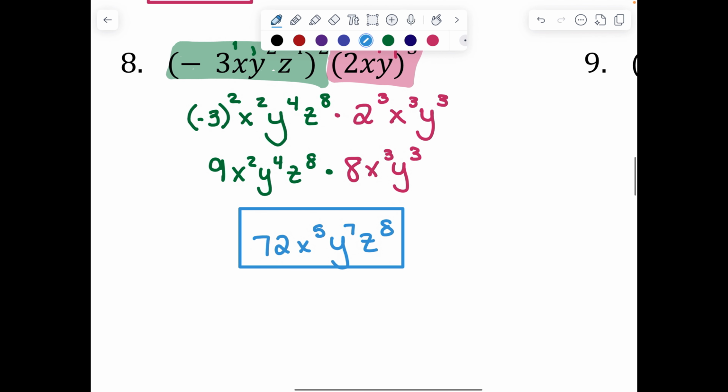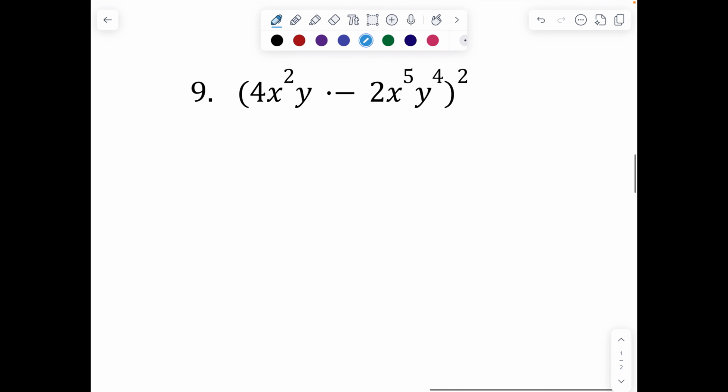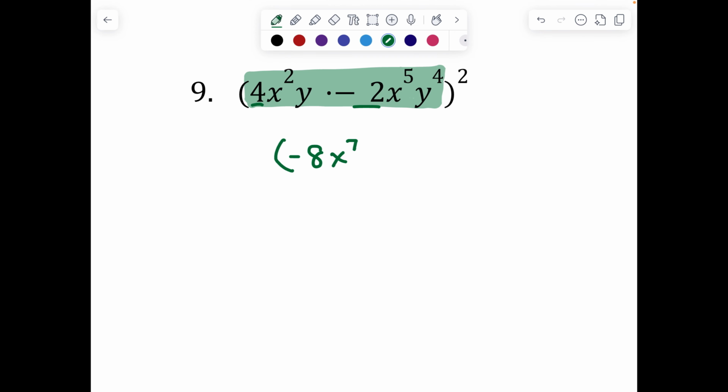All right, number 9. So we follow order of operations every single time. So at this one, we're going to have to do this multiplication first, and then we'll raise it to the 2nd power, because we always want to do inside our parentheses first. So we have 4 times -2 is -8. We're keeping it in parentheses. 2 plus 5, so x to the 7th. 1 plus 4, so x to the 5th.